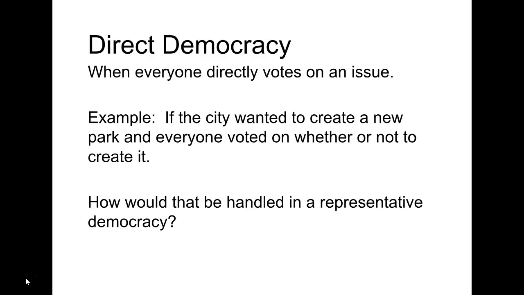Okay, so in the example of the park, how would that be handled in a representative democracy differently than a direct democracy?